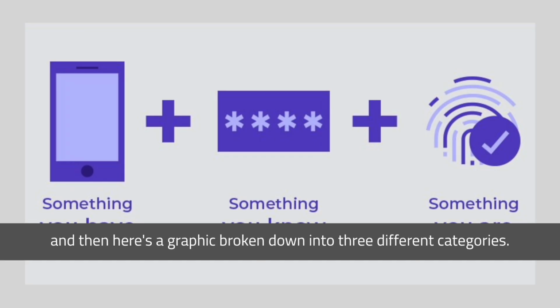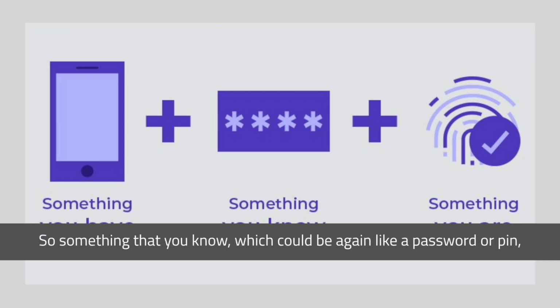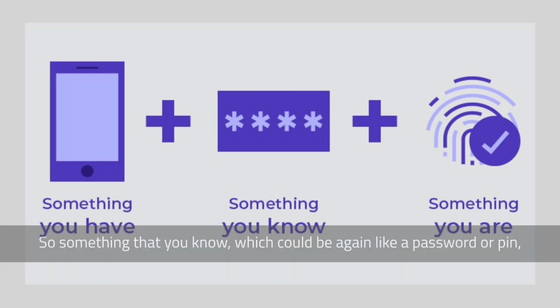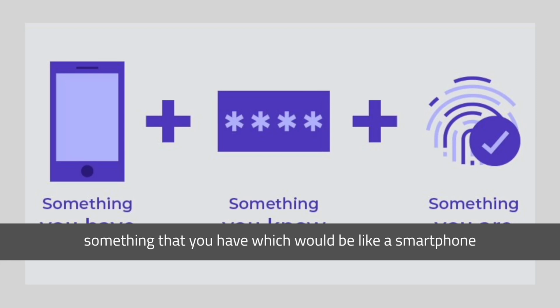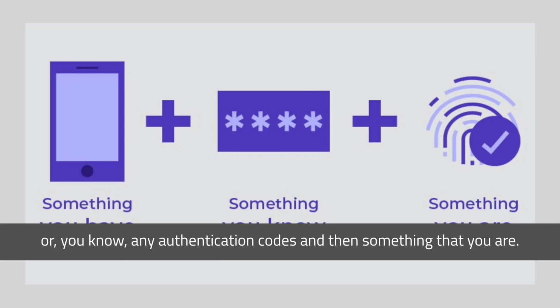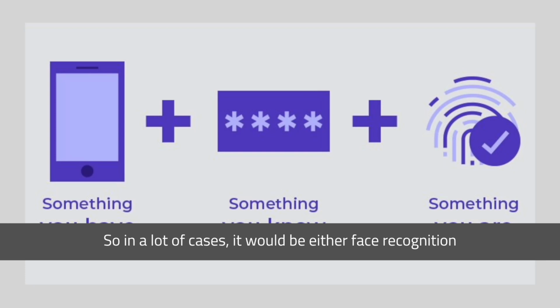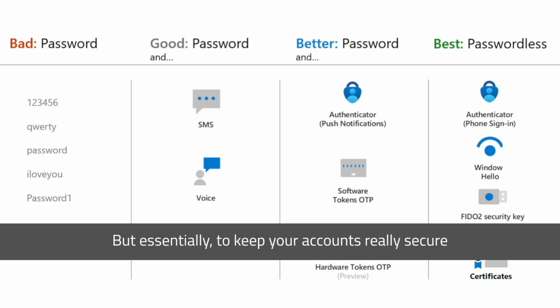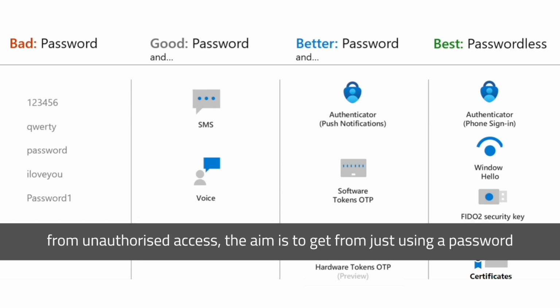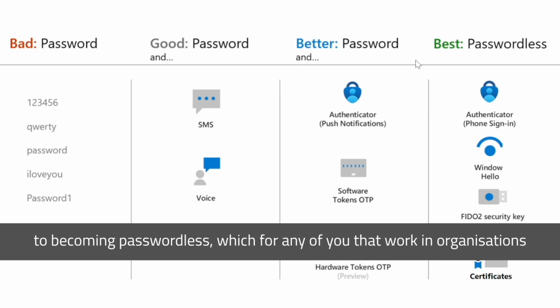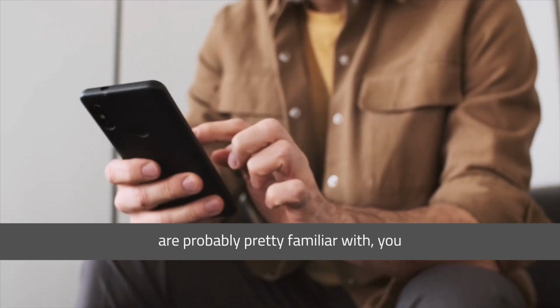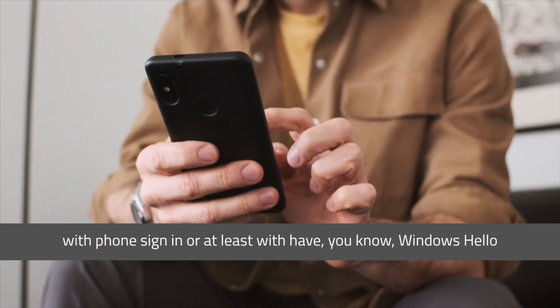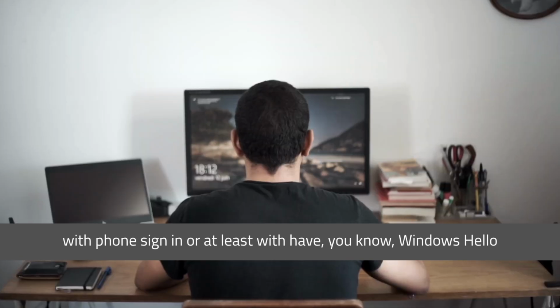And then here's a graphic broken down into 3 different categories. Something that you know, which could be again like a password or a PIN, something that you have, which would be like a smartphone or any authentication codes, and then something that you are. In a lot of cases, it would be either face recognition or your fingerprint. But essentially, to keep your accounts really secure from unauthorized access, the aim is to get from just using a password to becoming passwordless, which for any of you that work in organizations are probably pretty familiar with, the Microsoft Authenticator app with phone sign-in, or at least Windows Hello on your laptop.